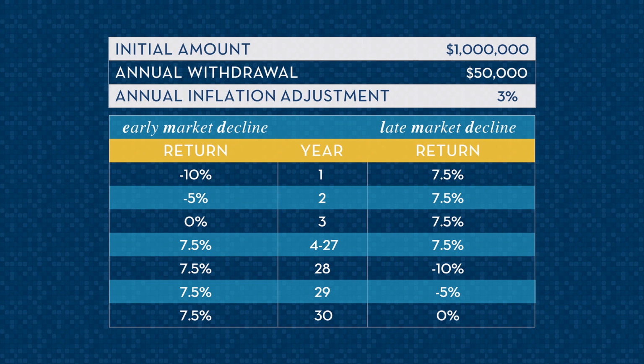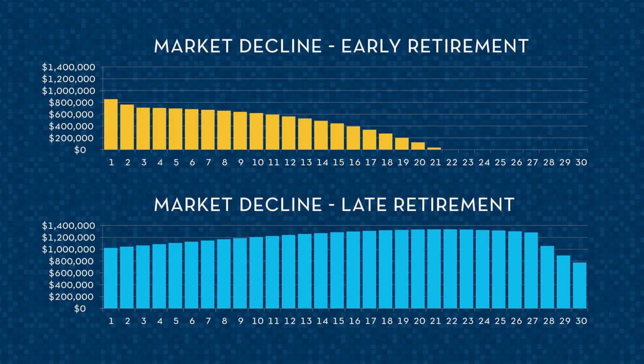So in the first example, the lower markets are right up front, and in the second example, the lower markets are at the end of this 30-year period. And if you look at what happens to the results, it's not too much of a mystery: if you have a poor market when you first retire, it puts a lot more stress on your portfolio. In this very simple example, you run out of money right after year 20. In the second example, where you're chugging along with a 7.5% return and you just have a couple bad years at the end, then you still have plenty of money.